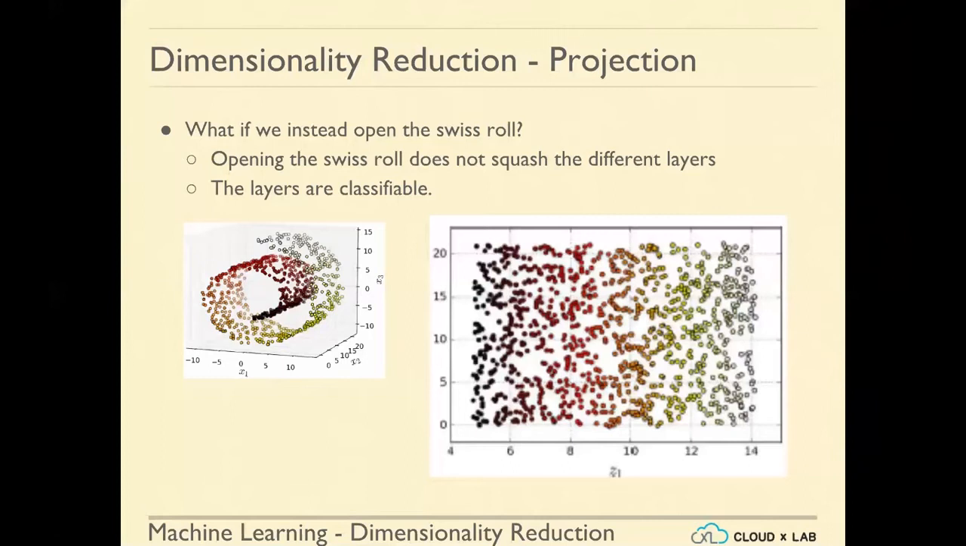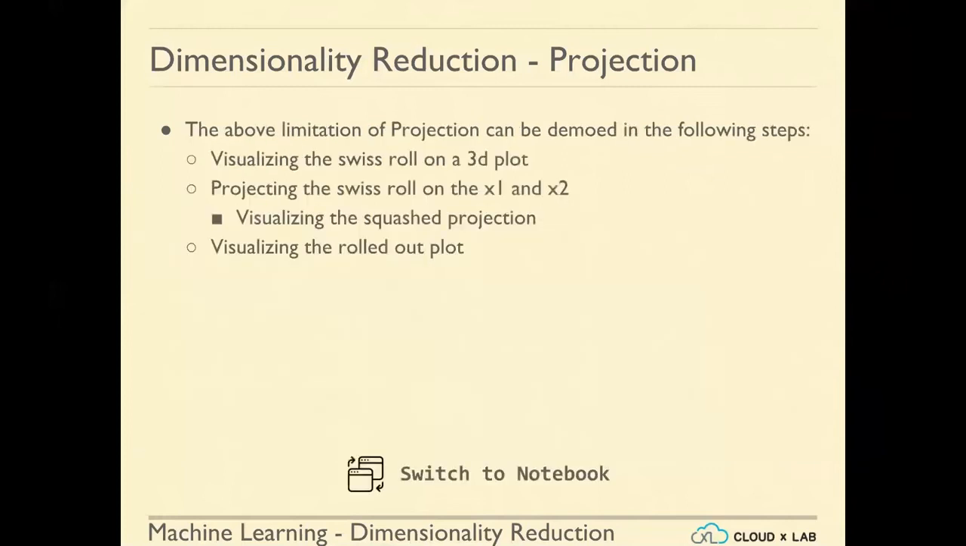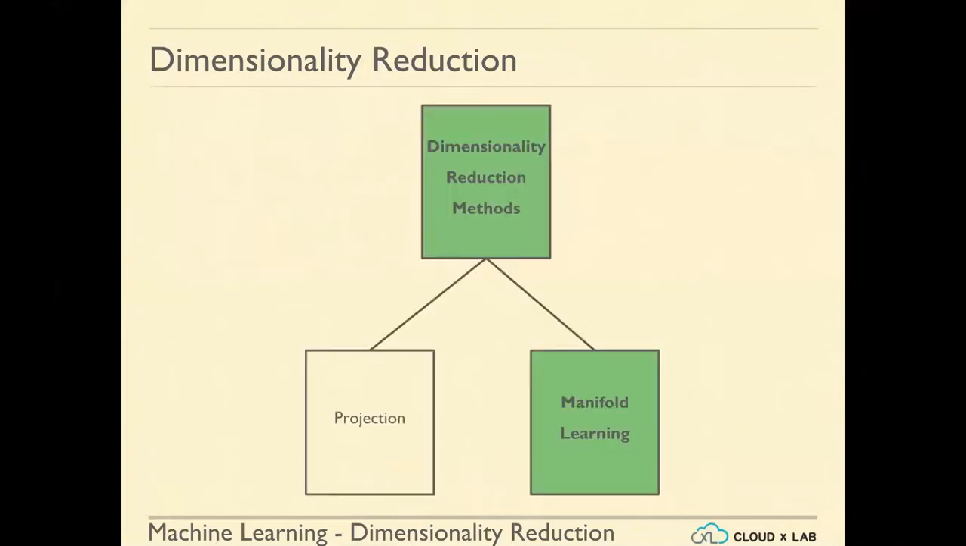There are algorithms, which we'll talk about, that basically unfold a data set, exactly for this reason. If you realize the data set is in the form of a Swiss roll, you can unfold it using a mathematical technique. So projection doesn't seem to work in the case of a Swiss roll or a similar data set. In that case, we'll have to do the unfolding. The above limitation of projection can be demoed in the following step: visualizing the Swiss roll, projecting the Swiss roll. We have done it already. In this case, we require manifold learning.